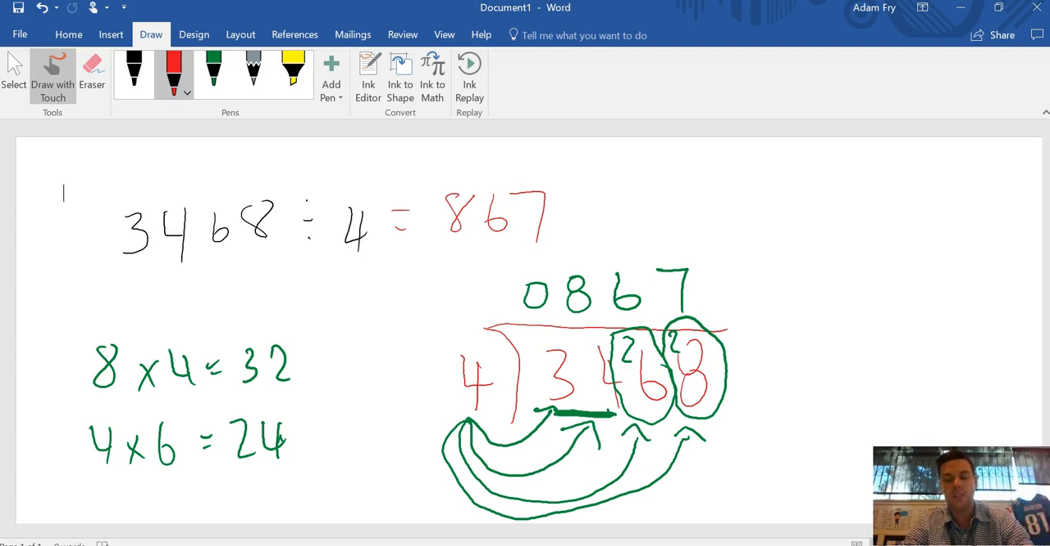Hopefully that helps you boys a little bit with short division. You just got to keep asking yourselves, how many times does our divisor go into our next number? Hopefully that's straightforward.